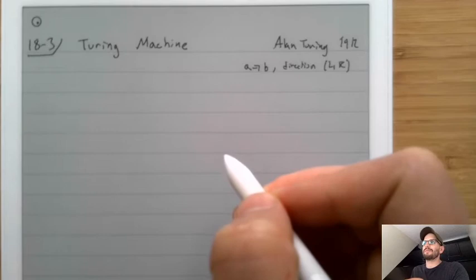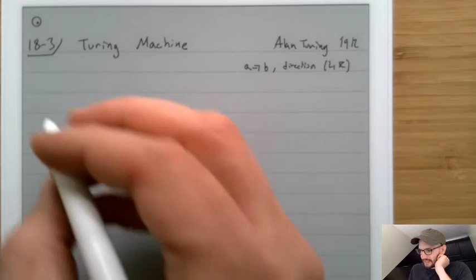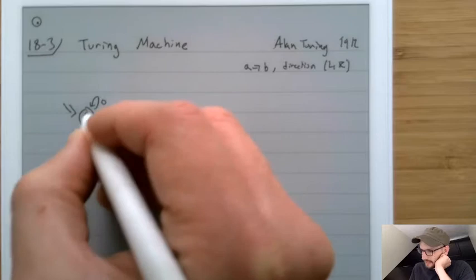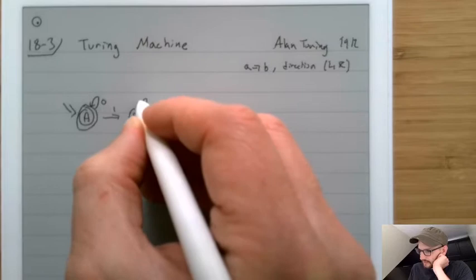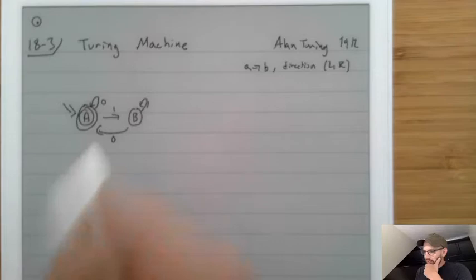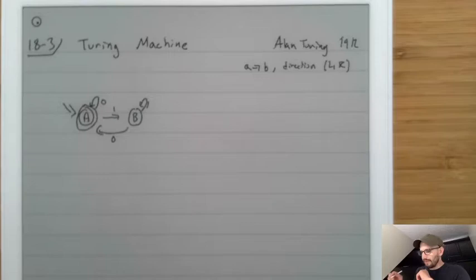Now, the way that DFAs work is essentially they always move to the right. Think about a DFA like this one, where it has state A, and if it sees a 0, it stays where it is. This is the accepting state. If it sees a 1, it goes here, and it goes back on a 0. So this is the one that ends in 0. This machine always moves to the right, because every time it looks at a character, it goes and looks at the one after it.